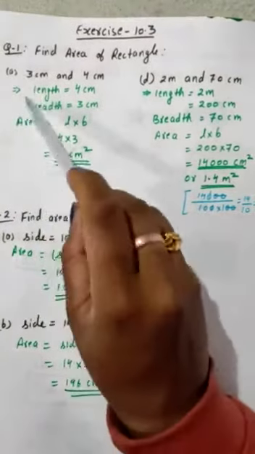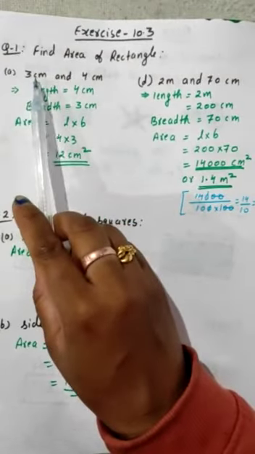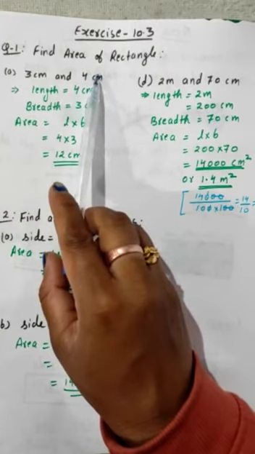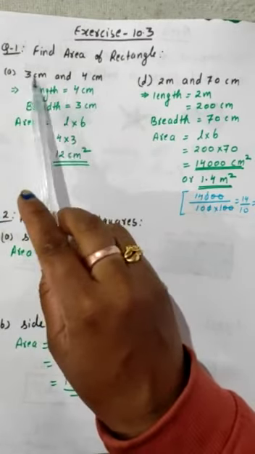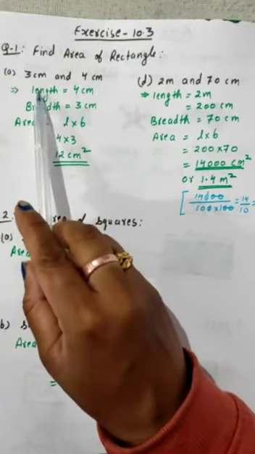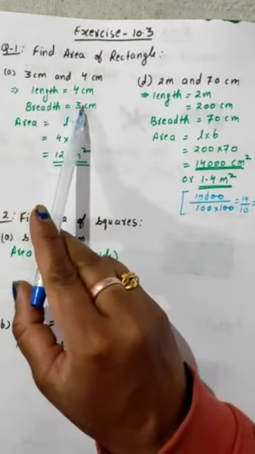The dimensions of the rectangle are given to you in the question. You have to find the area. Since it has two different dimensions, it is obviously a rectangle. If they were the same, it would be a square. Now you can understand that the longer side is the length and the shorter side is the breadth. So you will first write that length is equal to 4 centimeter and breadth is equal to 3 centimeter.